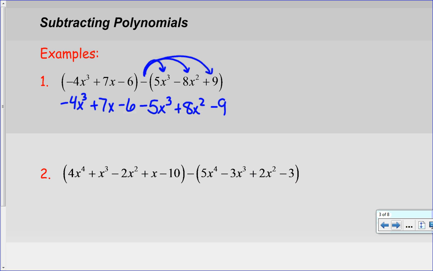And now that I've distributed my negative sign or multiplied that second polynomial by a -1, I can combine my like terms. -4 and -5x to the third, I get -9x cubed. I carry down my 8x squared. There's nothing to combine that with. There's nothing to combine 7x with, so I carry it down. And lastly, a -6 and a -9, when I add these two together, get -15.